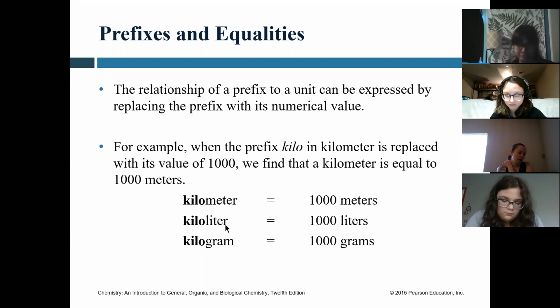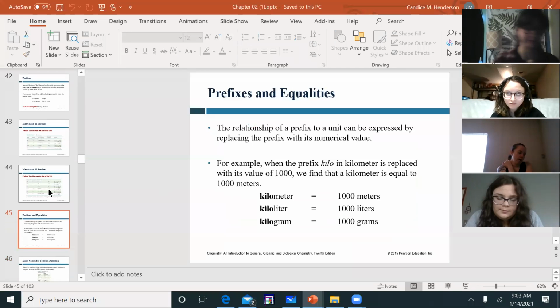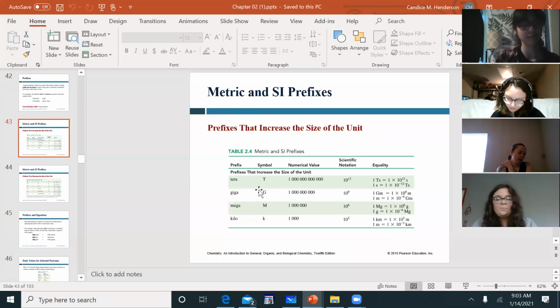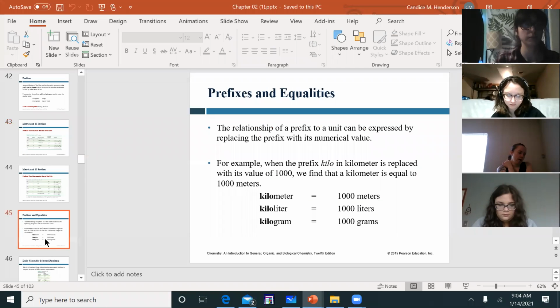Let's do something a little bit bigger. If we were to say a teraliter, I would say a teraliter would be equivalent to 10 to the 12 liters. All right, you use that number as a replacement of the actual prefix.